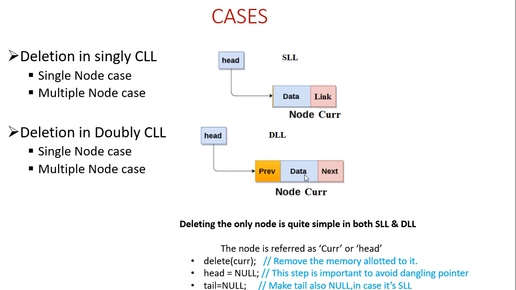In case of a doubly linked list, there wouldn't be anything called a tail pointer, but in case it's a singly linked list, there would be another pointer called tail. So you need to explicitly make the tail pointer also null. This is only in case it is a singly linked list. So this is the case when there is only a single node.